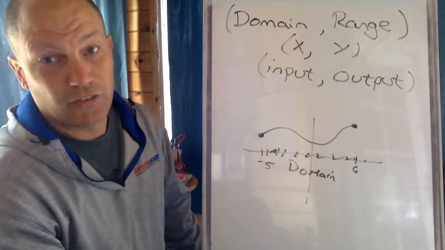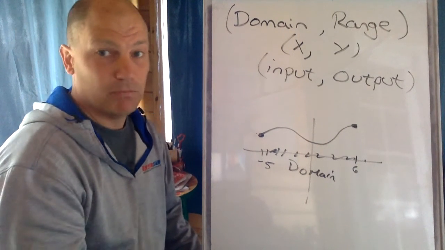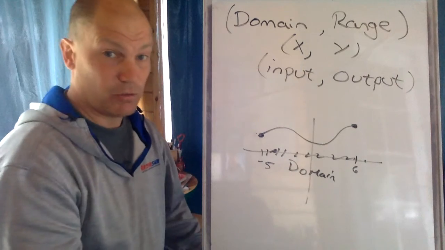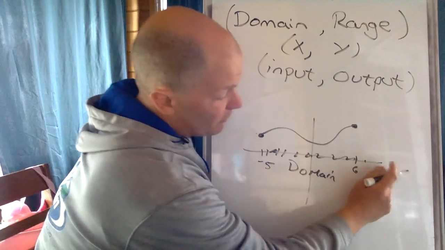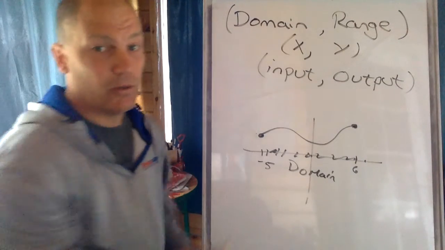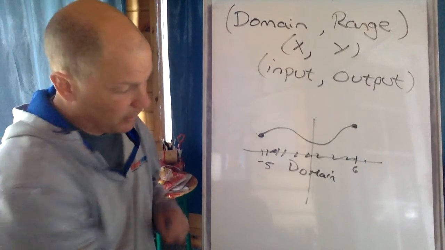So is 7 in the domain? No, 7's not in the domain. Is 0 in the domain? Yep, because 0 is right here. It's in the domain. 7's not because it's out here. There's nothing associated with it.